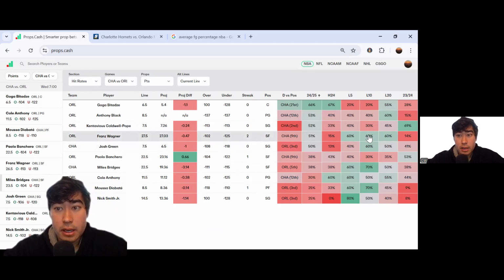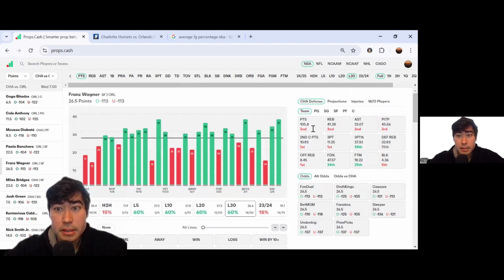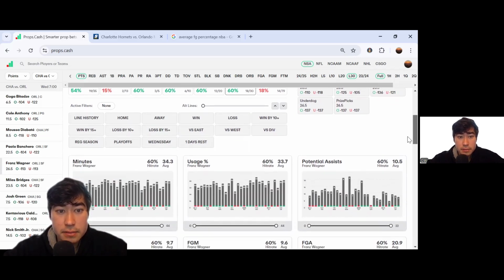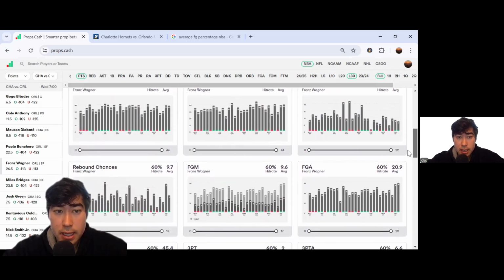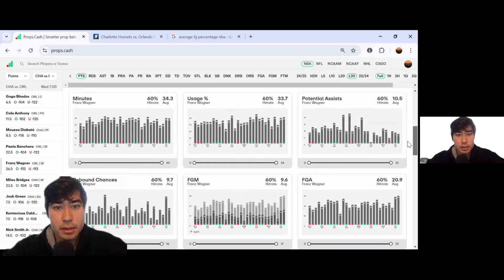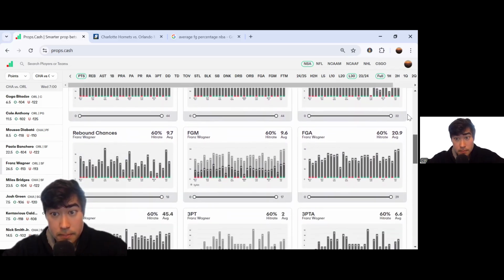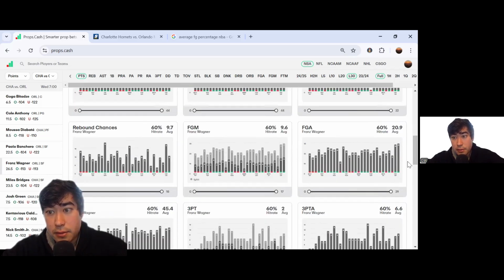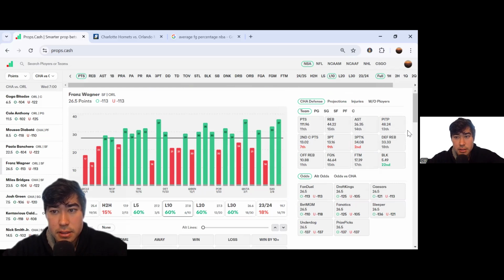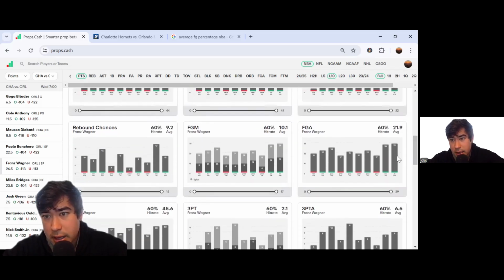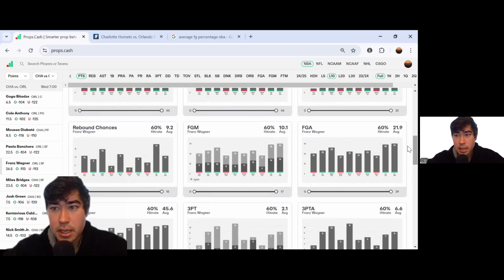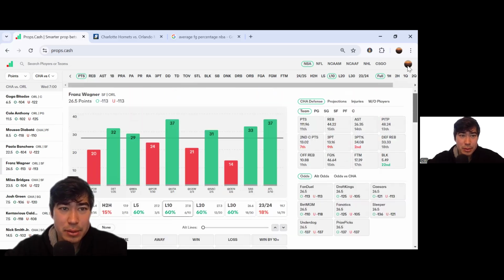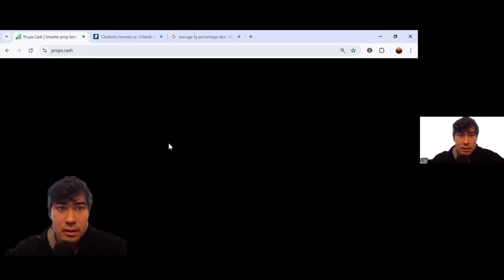Or a Franz Wagner under, playing against Charlotte, a super slow paced team. Not a great defensive team, but super slow paced, and Orlando's already really slow paced. So I like the under here, even though his lines are saying over. Maybe look at his field goal attempts. Maybe they're crazy high. Yeah, his field goal attempts are crazy high. Maybe we just stay away from this one. If he's shooting 28, 29 times, he could go over. So we would just stay away from Wagner there.